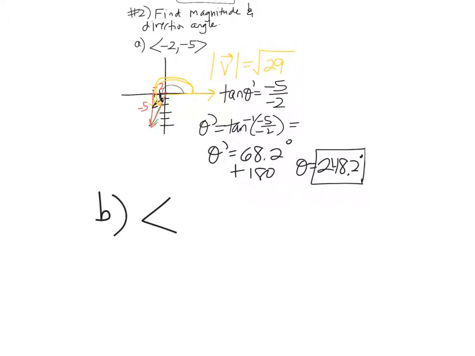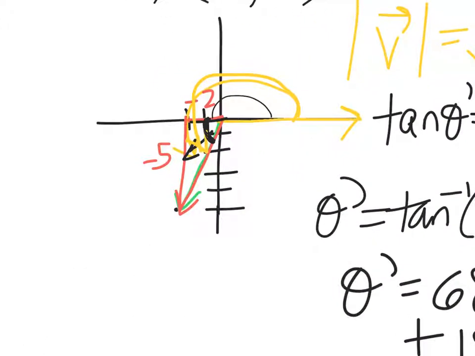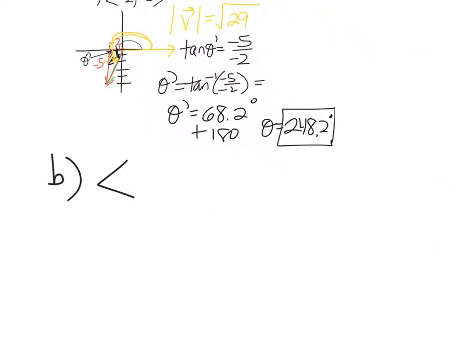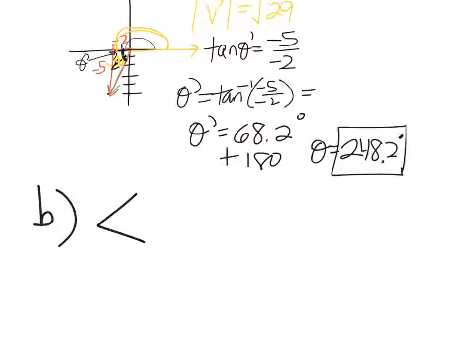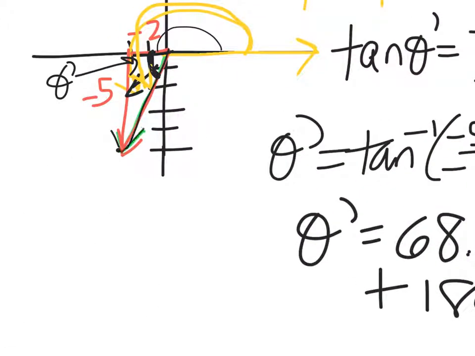Theta prime is 68.2. That's this angle in here, theta prime. And then theta would be the entire directional angle. Like if I told you, hey guys, my vector goes in the direction of 68.2 degrees, you would draw it in quadrant 1, because you know 68.2 degrees is quadrant 1. But my vector doesn't go in quadrant 1. It goes over here in quadrant 3. So I got to adjust that by adding 180 to it.